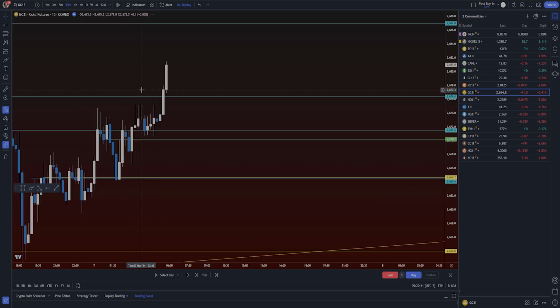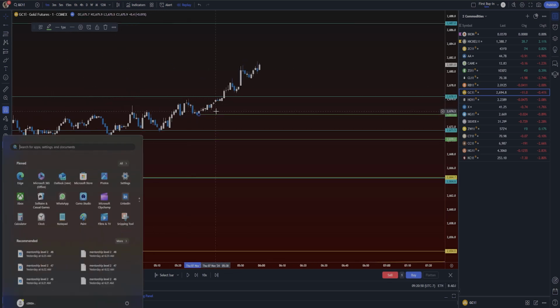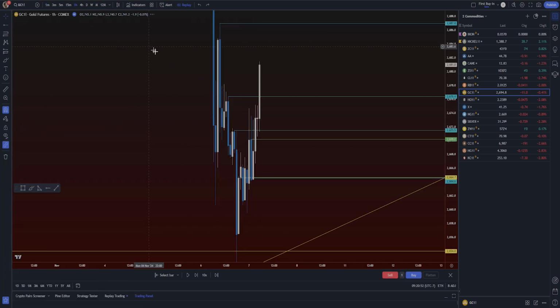Okay. Are we going to break over this break level? Yes, we are. It would have had to reject and pull back to here in that moment, and it doesn't. It just goes right through it. So that's perfectly fine. And then let's just go back to our hourly.